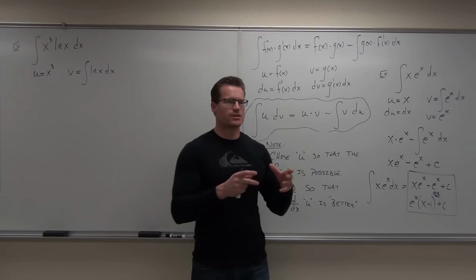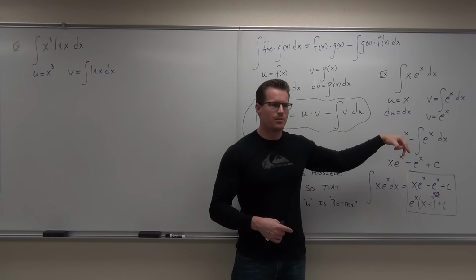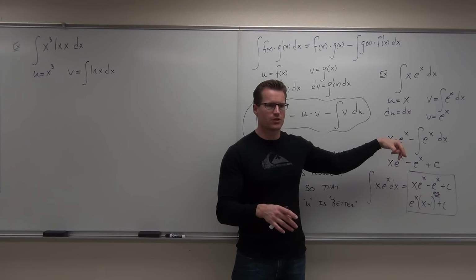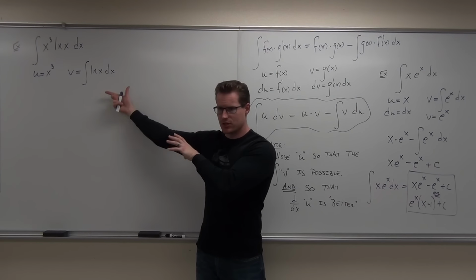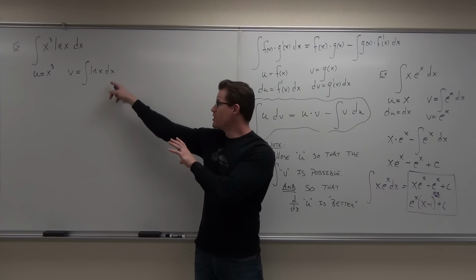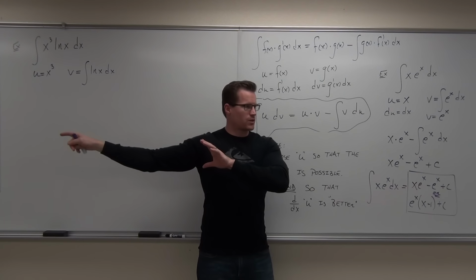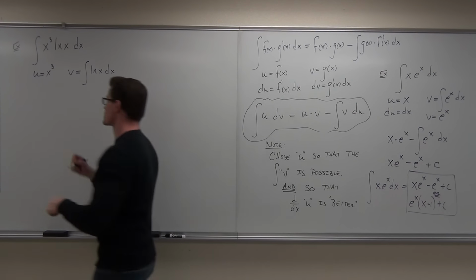Listen, this is not a trivial point here. You need to pick u so that hopefully the u becomes better, the du makes it better. But if not, the main thing here is that you can actually do the integral of v, because if you can't, then you're stuck. None of you right now, unless you've had this class before, know what the integral of ln x is. So we made the wrong choice. This is a bad choice.